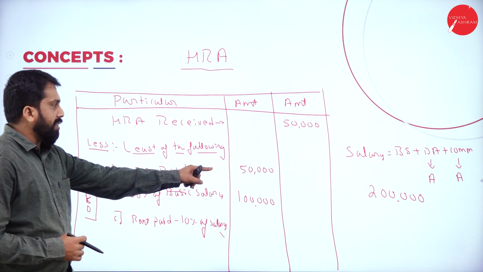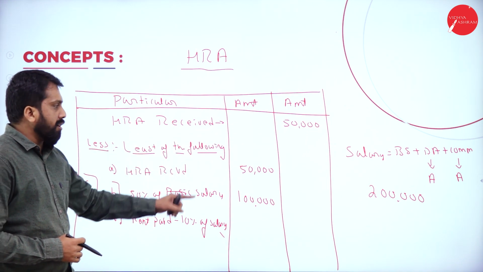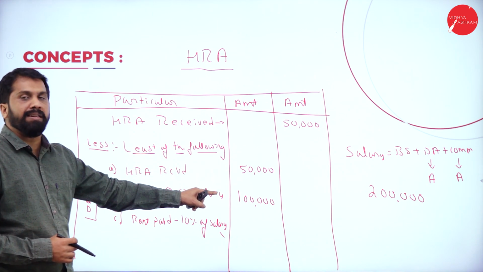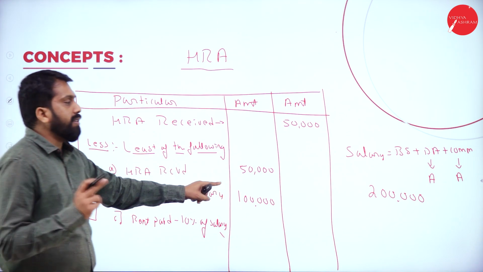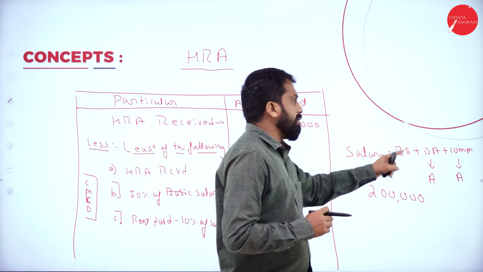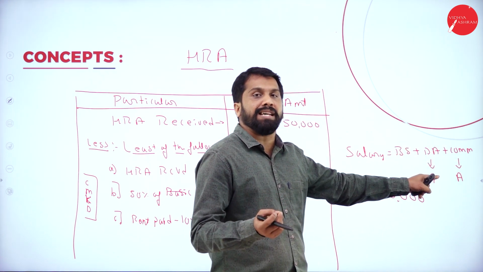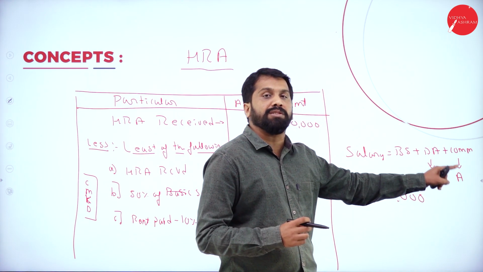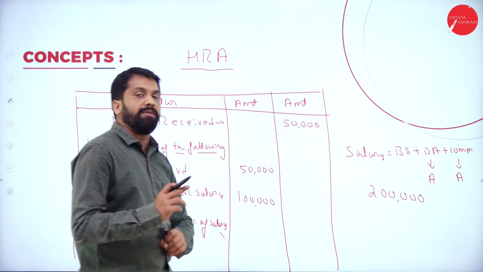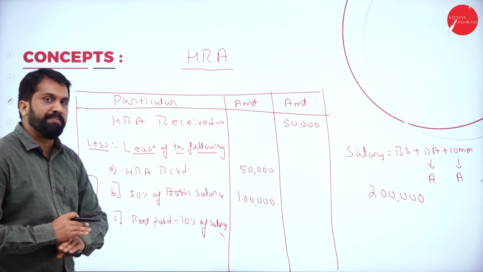Now you got 50,000, that is as it is. Your salary is 2 lakh, on that you have taken 50%. Remember, salary means basic salary plus DA plus commission. DA should be part of your salary. Commission should be a percentage on your turnover. Then only we will consider, or else we will not consider.